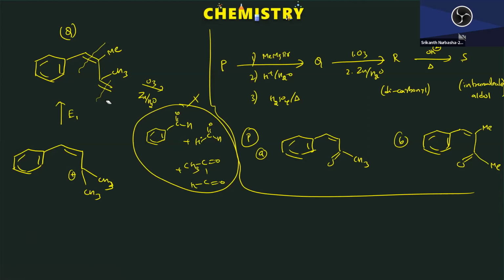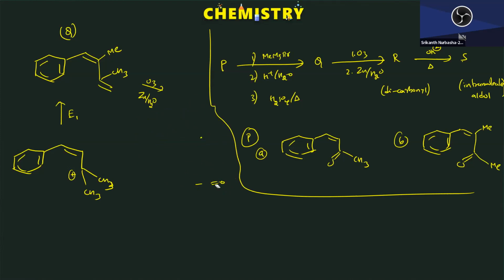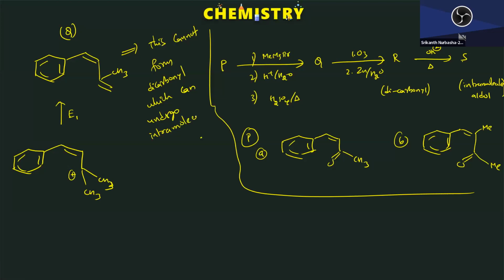How is that happening means here what mistake we have done again is, whenever we produce this carbocation, we have directly done the elimination reaction. This cannot form a dicarbonyl which can undergo intramolecular aldol. So this is wrong.